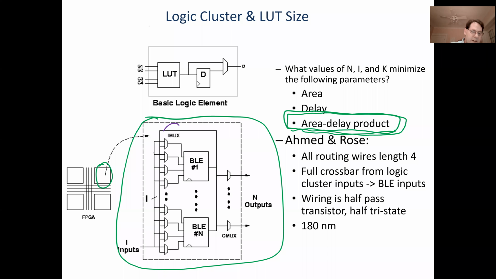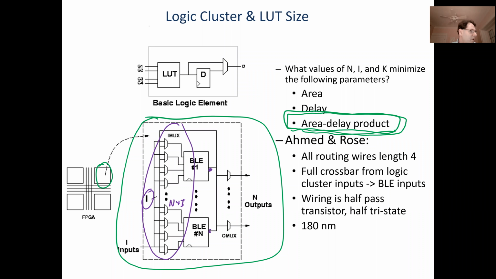Okay, so there's local routing here. They have to choose how that works. So they say it's going to be a full crossbar. So basically every one of these muxes is going to have n plus I inputs, because it can choose between n outputs that were generated in the same logic cluster and I inputs that came in. And for their wiring, they make half out of pass transistor switches and half out of tri-state buffers.